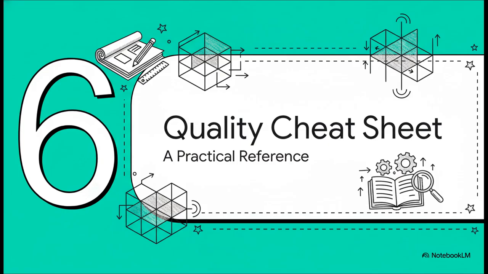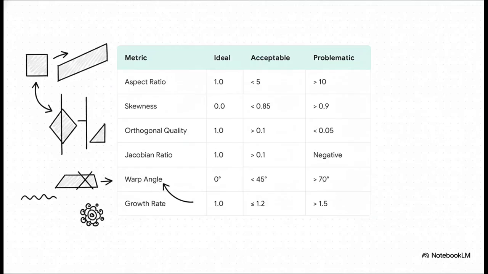Phew, we have covered a ton of ground. So now, let's boil it all down into a single, practical reference guide that you can use every day. And here it is, your element quality cheat sheet. This table puts everything we just talked about in one place. You can see the ideal, the acceptable, and the problematic ranges for every key metric. Notice the clear thresholds for aspect ratio, the opposite scales for skewness and orthogonal quality, and right there in the middle, that absolute hard line for the Jacobian. It must not be negative. This is a great one to screenshot for your future reference.